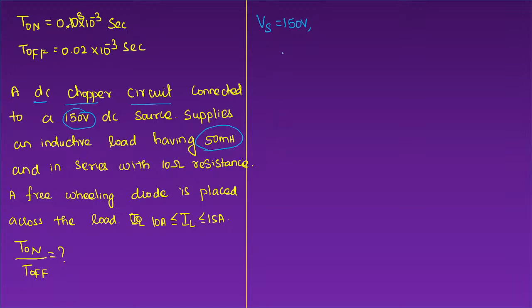Let's see. So supply voltage is 150. Then we have to figure out what type of circuit it is. So what can I do for that? I'm just thinking about it. Let us continue. It is connected to 150 volt DC, and supplies an inductive load having 50 millihenry in series with a 10 ohm resistor.